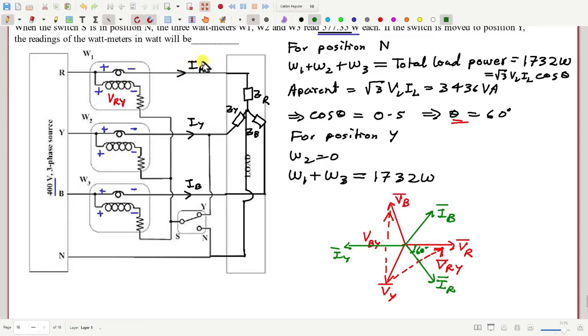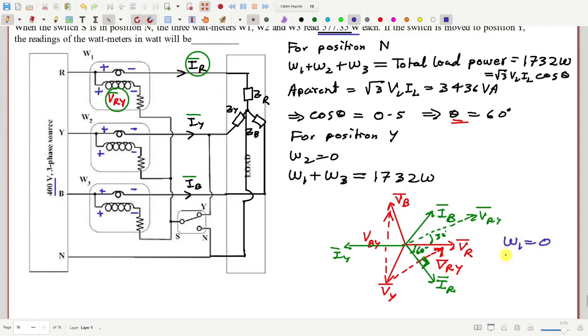So W1 is measuring IR, VRY, and the angle between them. So from the diagram, can you see how much is the angle between IR and VRY? This angle is 90 degree. Because VRY is at 30 degree and IR is at minus 60 degree, the angle between them is 90 degree. So how much is the reading of W1? 0. W1 is 0 because cos 90 is 0.